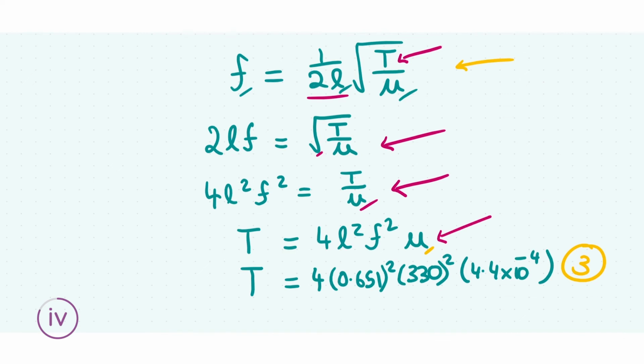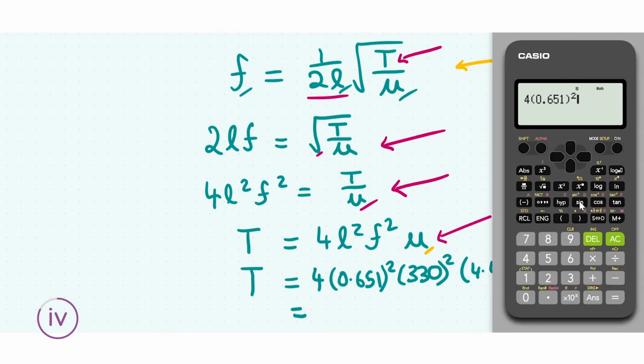So let's do that. We have 4 times 0.651 squared, that's the length, times the fundamental frequency of 330 all squared, times the mass per unit length, which is 4.4 times 10 to the power of minus 4 kilograms per meter. Since we are using operations such as multiplication, we're also using scientific notation, we're also squaring numbers here, it is best to use brackets so that it's absolutely clear to the calculator in which way you want to calculate this whole expression. Okay, so clicking equals, we finally get the tension.